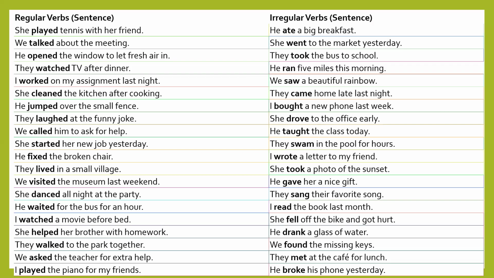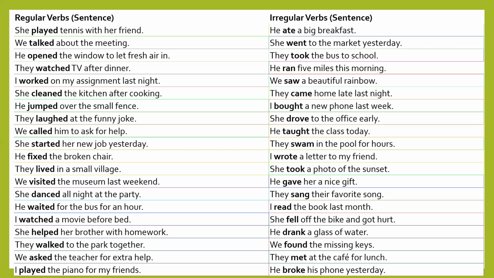So all the sentences are in the past tense and the verb form is the V2 form. It takes the ED form. Played, talked, opened, watched, worked, cleaned, jumped, laughed, called, started, fixed, lived, visited, danced, waited, watched, helped, worked, asked, played. These are regular verbs. Now look at the examples of irregular verbs.